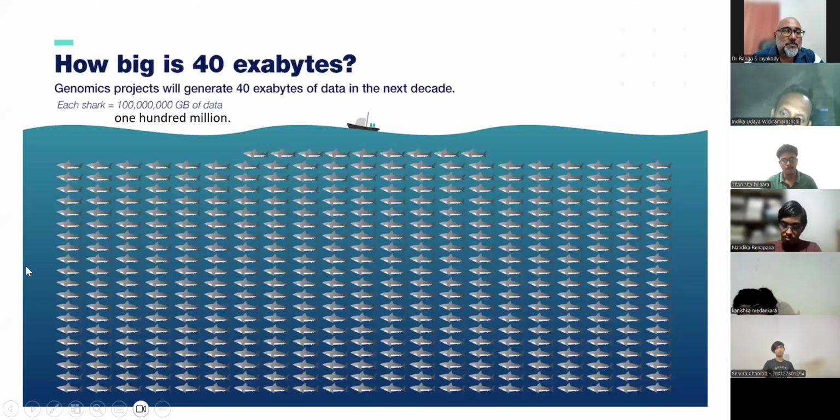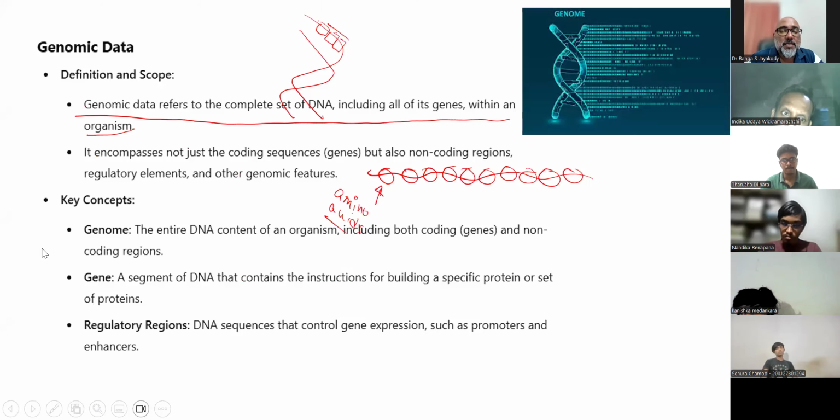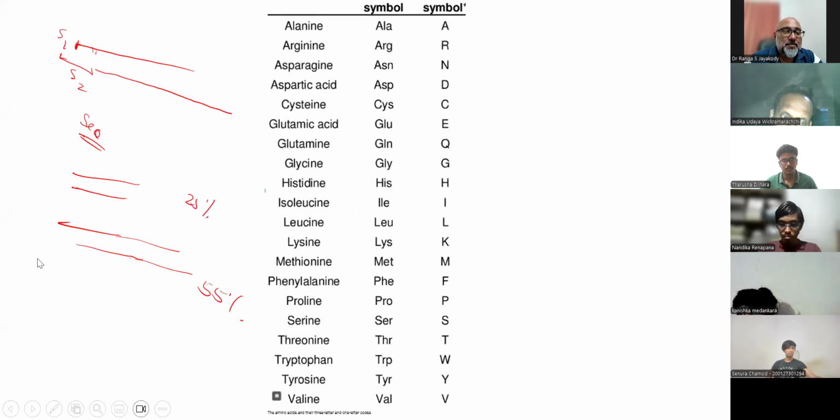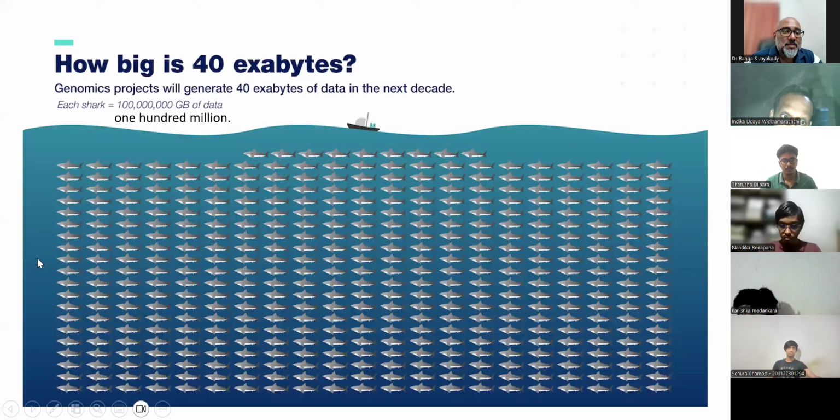we look at different types. We're still talking about the genomic data, how big that could be, what the importance of it is, and how we could use that information to come up with new structures. Then how big is this data? It is predicted that the genomic projects will generate 40 exabytes of data in the next decade, right? So 40 exabytes is about this much.